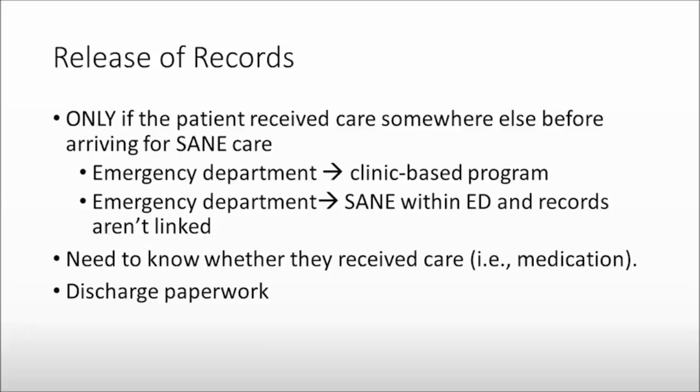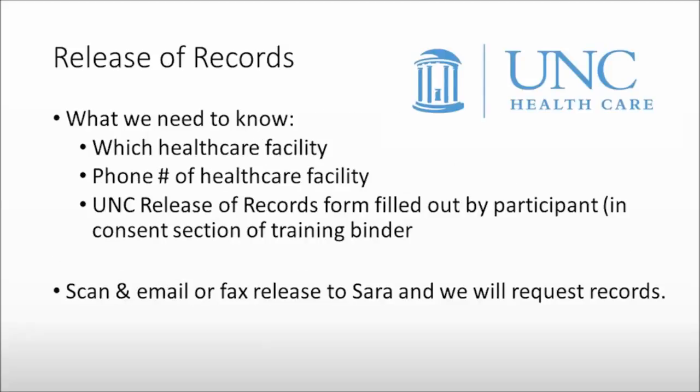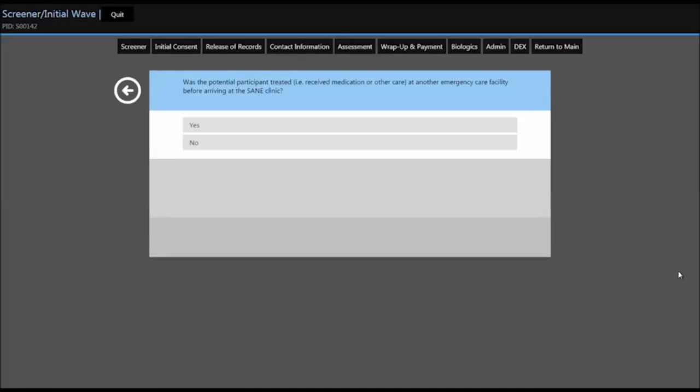The discharge paperwork is usually not sufficient for that, so if you do save the discharge paperwork, that's fine, but make sure that if they received care before, you also get permission to get the history and physical. So the information that we need to know for the release of records is just which healthcare facility they were seen at, the phone number of the healthcare facility, and also that the UNC release of records form was filled out, and there's just a little checkbox there. And then you'll just scan and email securely or fax the release to me, and we'll request the records at UNC.